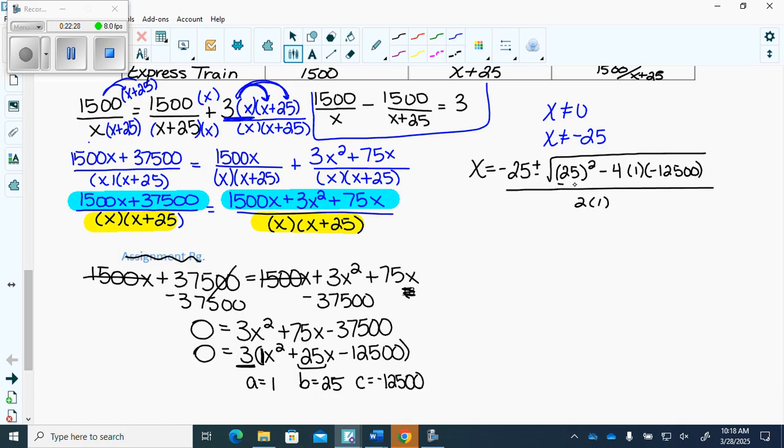Now, I always do this first, not with the square root, just the numbers underneath. So I'm going to get 25 squared minus 4 times 1 times negative 12,500. And underneath there, I get 50,625. I do not do the square root. I just do what's underneath. All over 2.